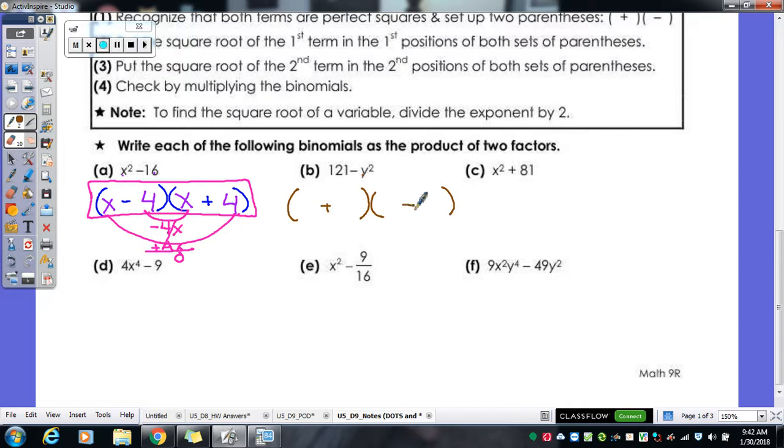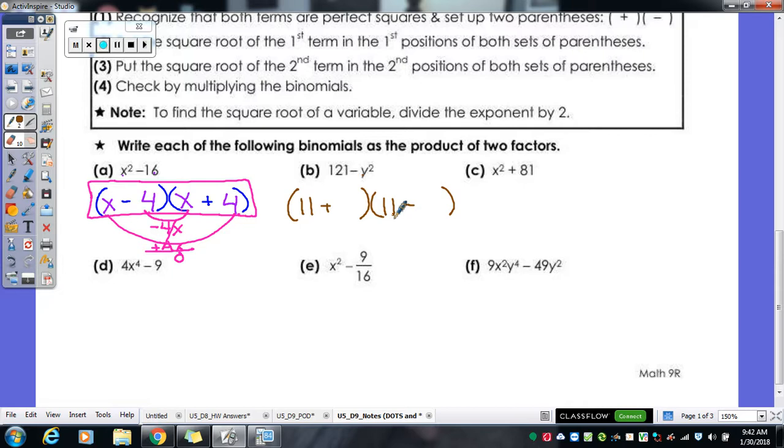Again, signs do not matter the order. Just you have one positive, one negative. Doesn't matter where they go. So what is the square root of 121? 11. So that's going to be our first terms. The number's first, so the number has to be first when we're factoring.